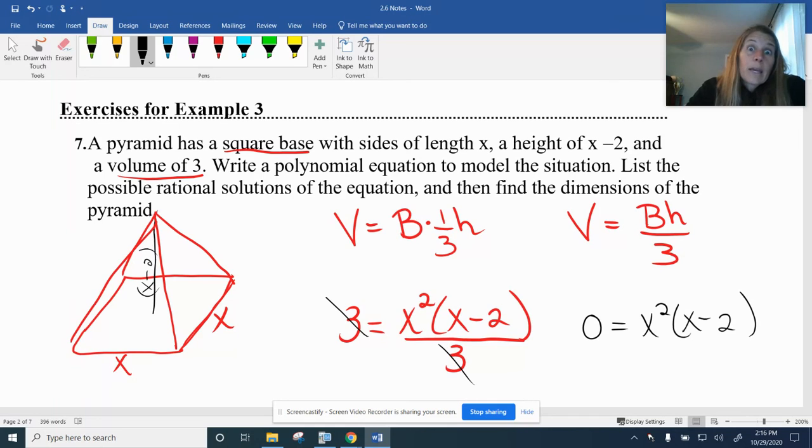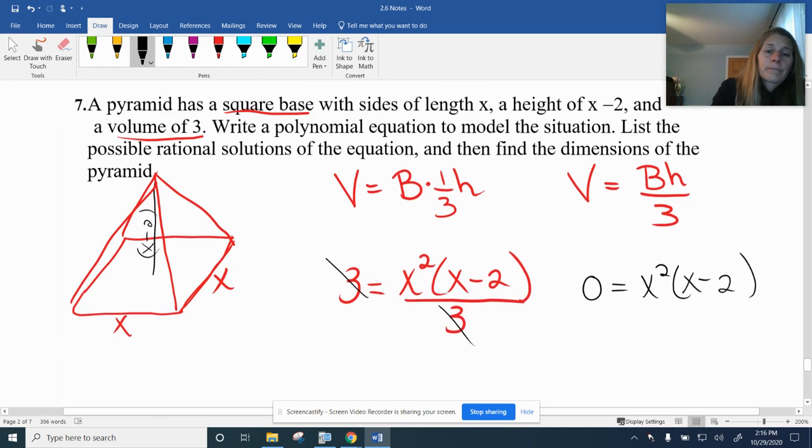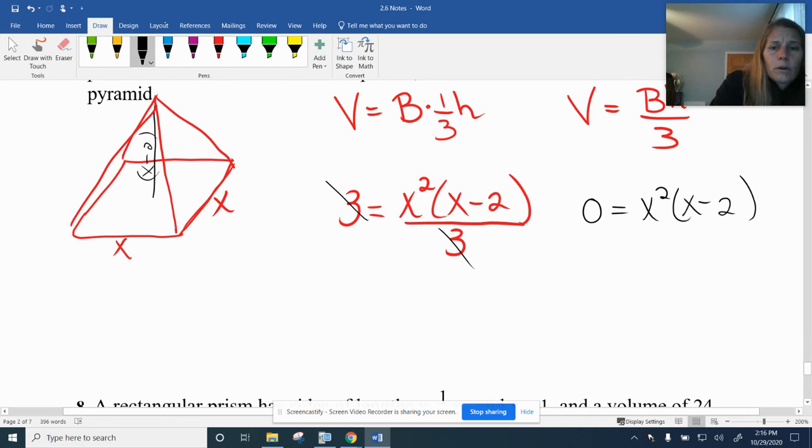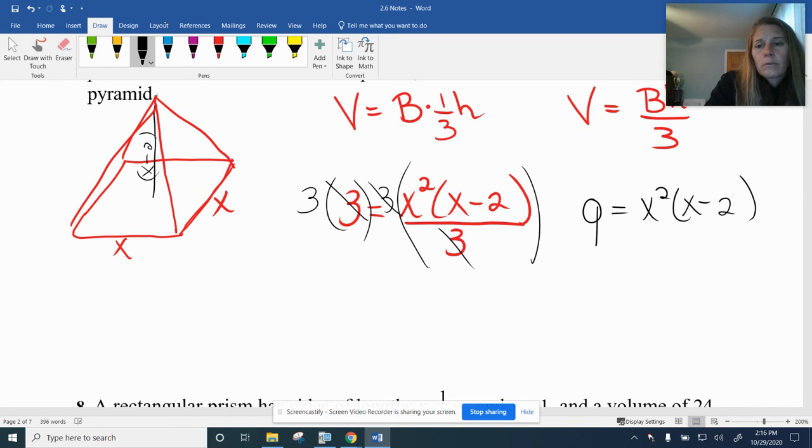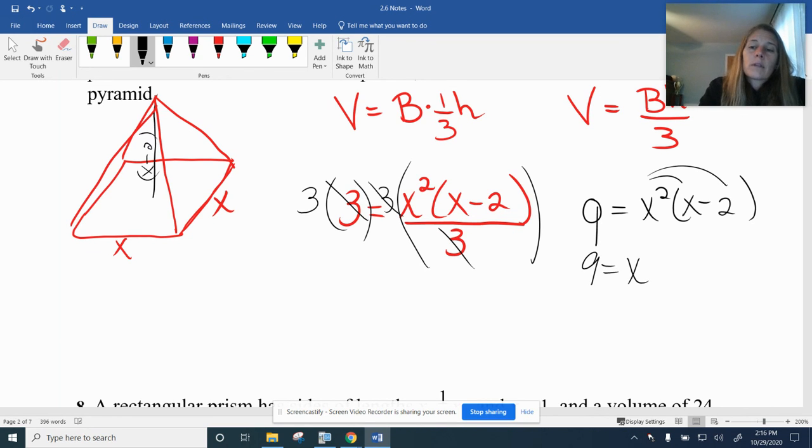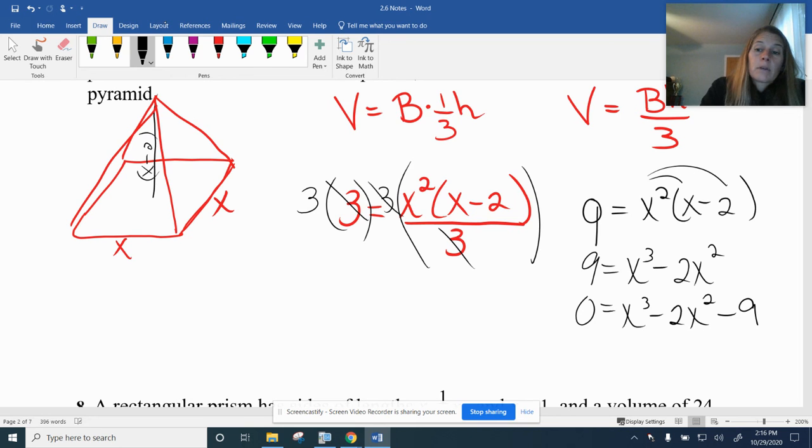Or if you multiplied both sides by 3, the 3 on the right would cancel. You'd have a 9 over there, but we'll do this. You multiplied this whole thing by 3, so it cancels. This whole thing gets multiplied by 3, right? So we'll do it that way, make it similar to the other one. So now I have 9 equals x cubed minus 2x squared. And I'm going to bring that 9 over. It becomes minus 9. And now this is what's going to go in your calculator, right?